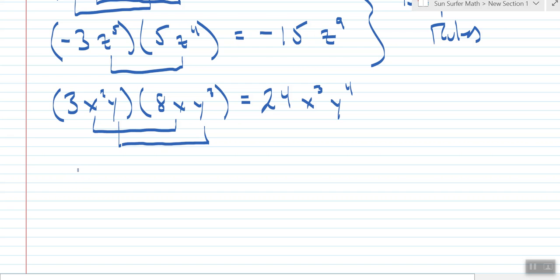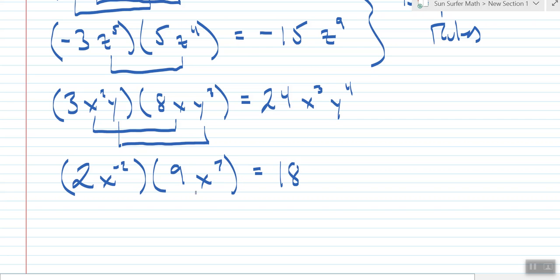Now, we could also multiply a monomial. Let's say we had 2x to the negative 2 and 9x to the 7th. Well, we have a negative exponent here. Once again, you might want to take a look at my quick math video on exponent rules. But 2 times 9 is 18, and we don't do anything different. We're simply multiplying the bases and we add the exponents.